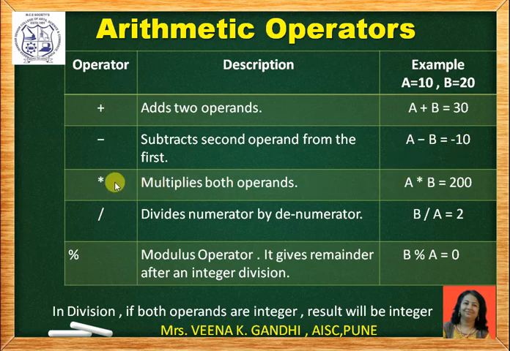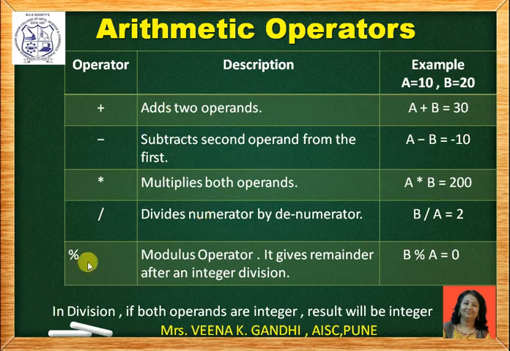Next is the multiplication operator. It multiplies both operands. So a into b will become 200. Next is the division operator. It divides the numerator by the denominator. For example, b divided by a, 20 divided by 10, will give 2. If both operands are integers, the result will be an integer. But if one operand is float and the second operand is integer, the result will be float.